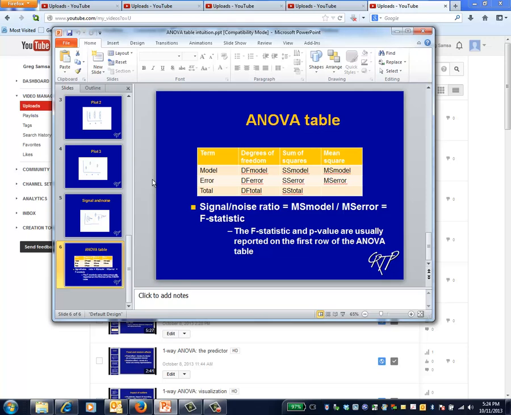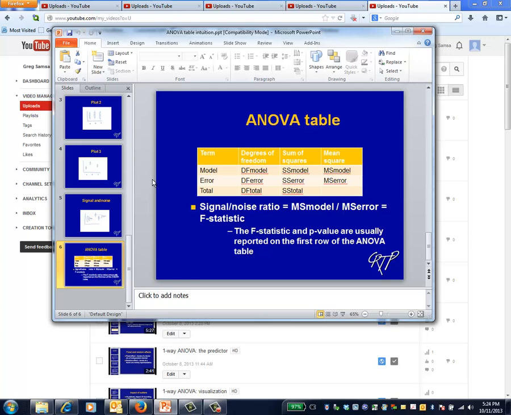As the distance between the group means increases, so does the model sum of squares, and thus so does the signal. The noise also has a numerator and a denominator. The numerator is the error sum of squares, and the denominator is the error degrees of freedom. As the variability of the data within groups increases, so does the error sum of squares, and thus so does the noise. Sometimes the ANOVA table has a third line labeled total.